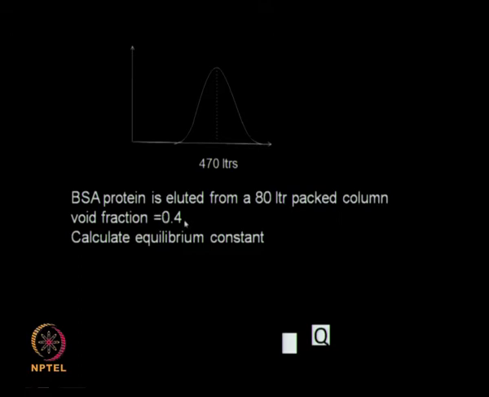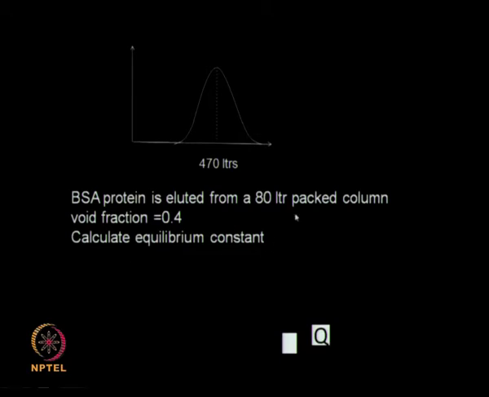So it has a void fraction of 0.4, that means 1 minus 0.4 will be the amount of solids present inside. Now this particular peak comes at a retention volume of 470 liters. Okay, as I said, just like retention time, we can also call it retention volume. So this maximum happens at 470 liters. Now calculate the equilibrium constant.